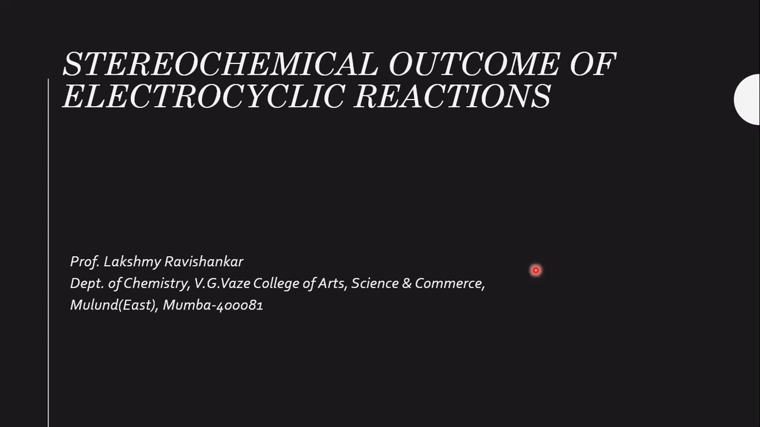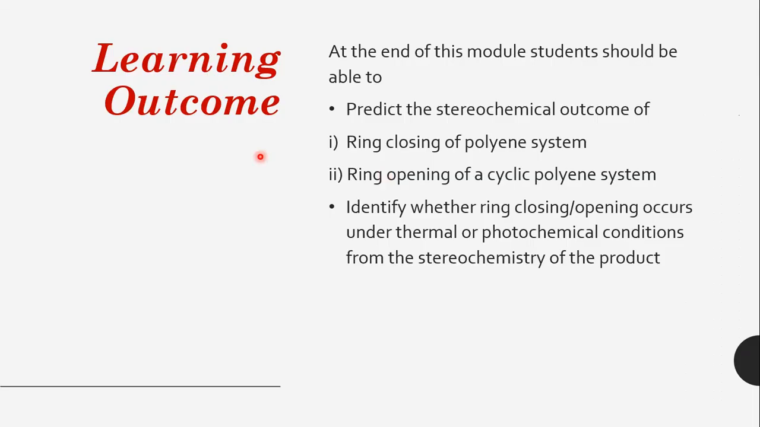Professor Lakshmi Ravishankar, and in this module, we'll be discussing the stereochemical outcome of electrocyclic reactions. At the end of this module, the student should be able to predict the stereochemical outcome of a ring closing of a polyene system or a ring opening of a cyclic polyene system, and also identify whether the ring closing or opening would occur under thermal or photochemical conditions, depending on what is the stereochemistry of the given product.